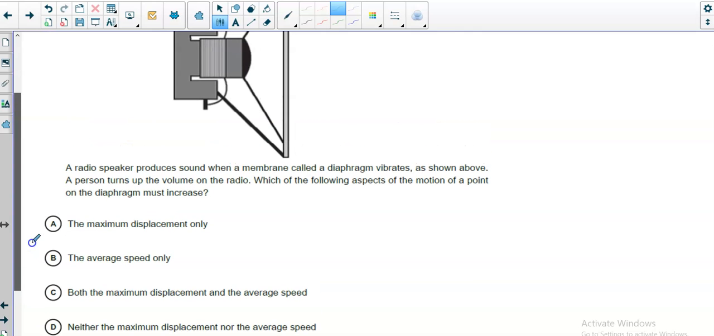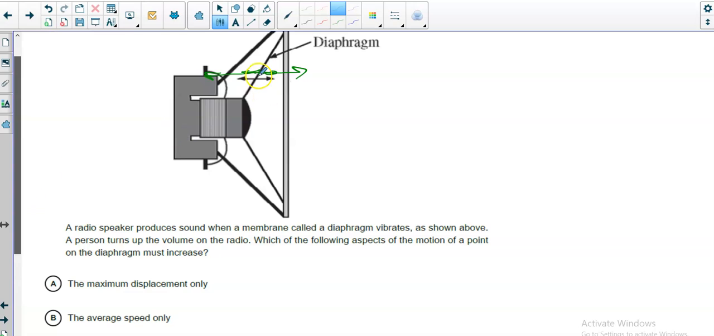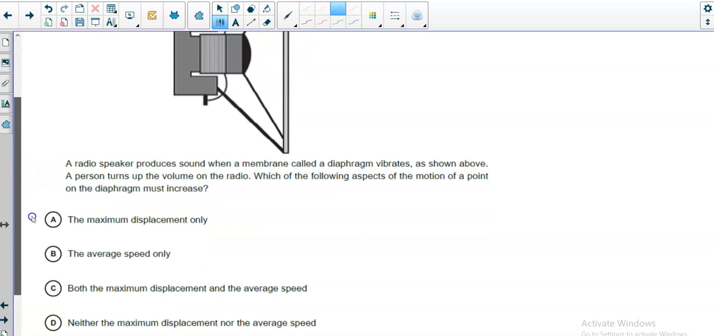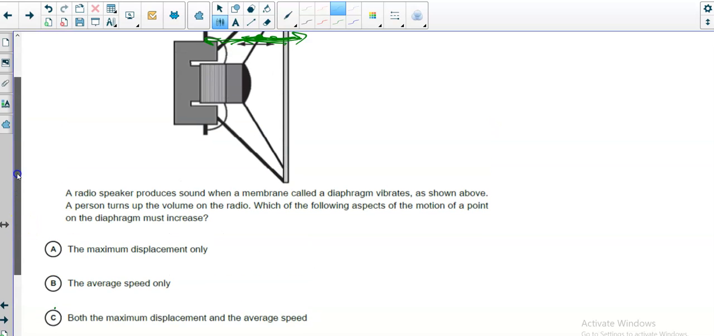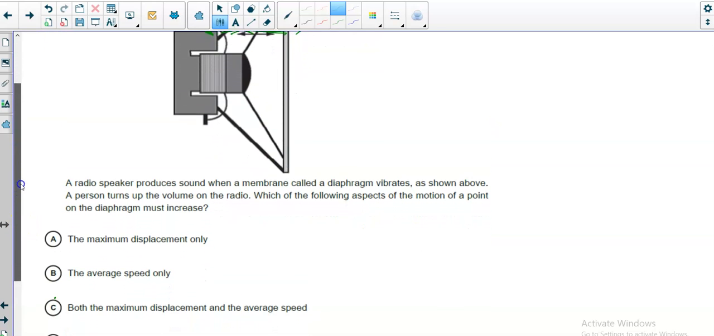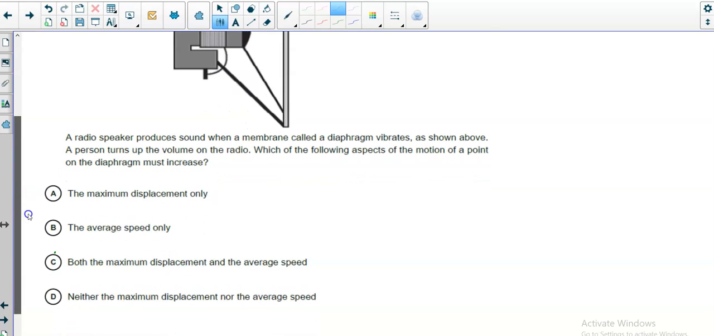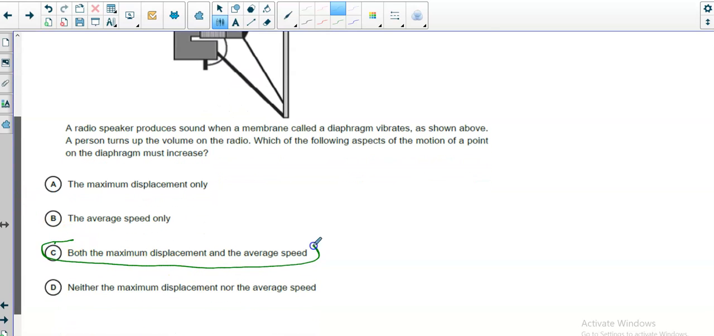But I'm not sure that's the only thing, because to cover that bigger distance, back and forth again, I would think the average speed would have to be higher as well. Not the speed of the wave, but a piece of the diaphragm would have to move faster in order to cover that bigger distance in the same amount of time. So I would say both the maximum displacement and the average speed for this one. Let's see, which question is this? This is number 15. All right, and I would be correct, so that's good. I just want to verify with the answers to make sure I'm not leading you astray.